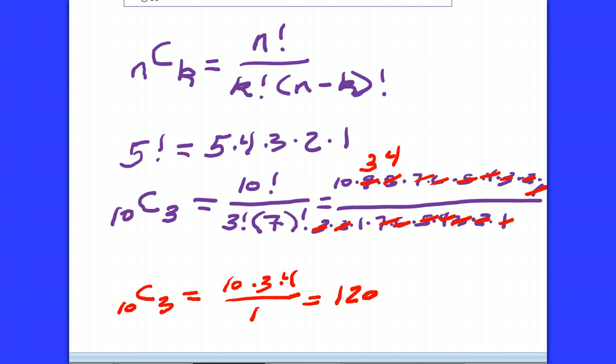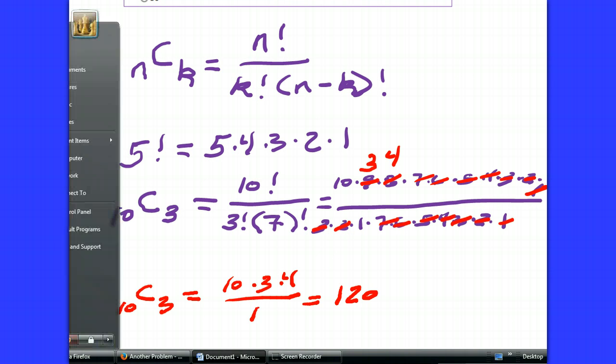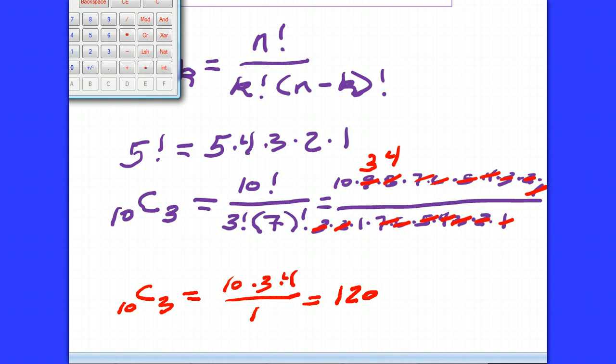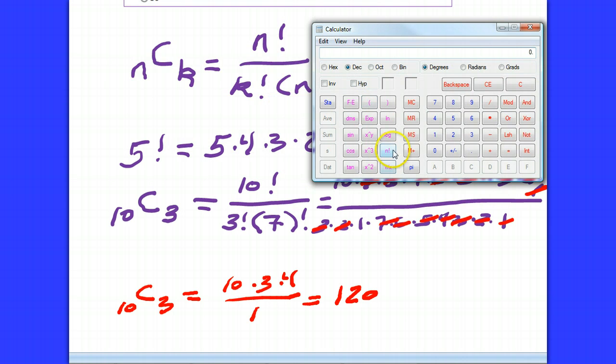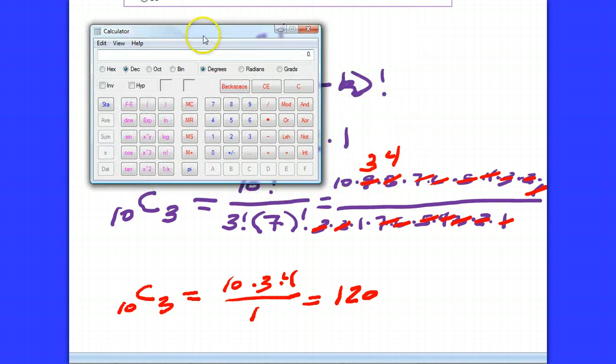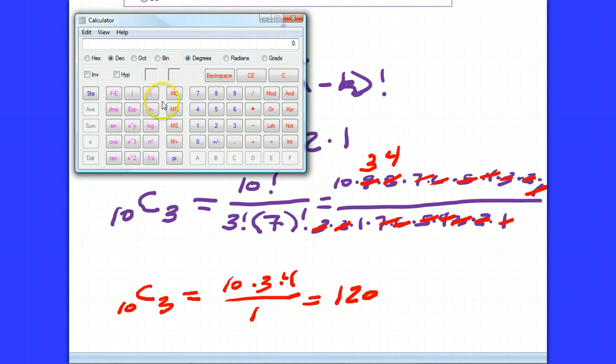Now some calculators will do 10 factorial. They'll have a factorial button. I don't know about the one in this case. Let me see what I've got on the one that comes with Word here. This is the scientific calculator. No, we do have a factorial button. So if I wanted to, I could have taken and found what 10 factorial was. 10, and hit the factorial button, I would have gotten 3,628,800. That's what happens when you multiply 10 times 9 times 8 times 7 and so on.